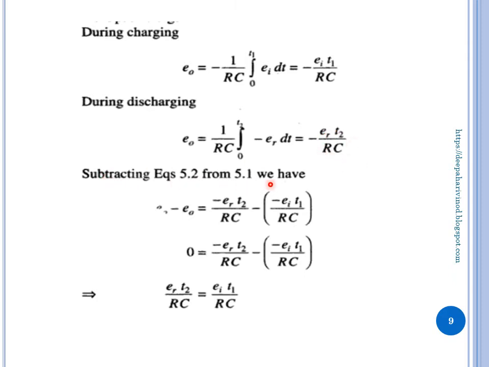Subtracting these two equations, E0 minus E0 is minus ER T2 divided by RC minus EI T1 divided by RC. E0 minus E0 will be 0 here. So if I bring this to the other side, ER T2 by RC equals EI T1 divided by RC.